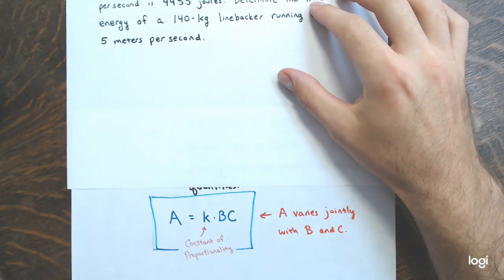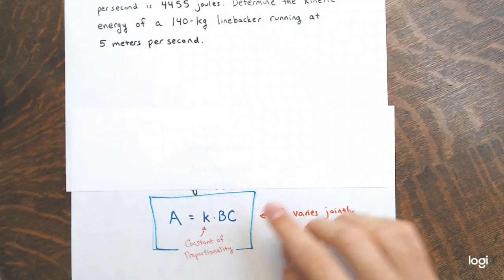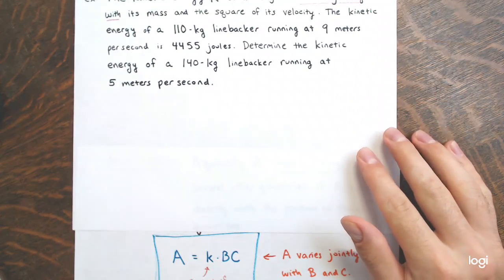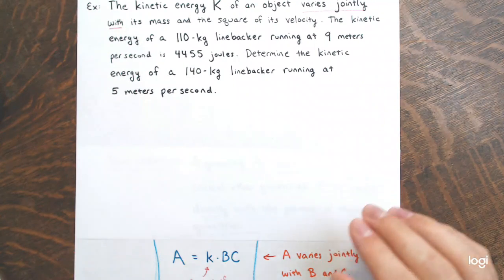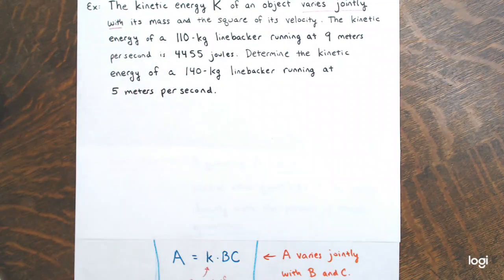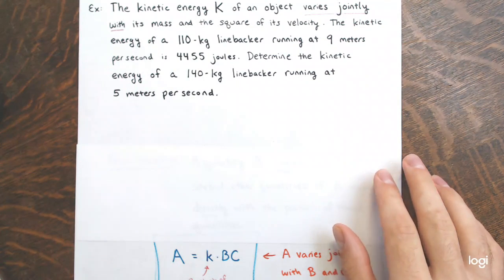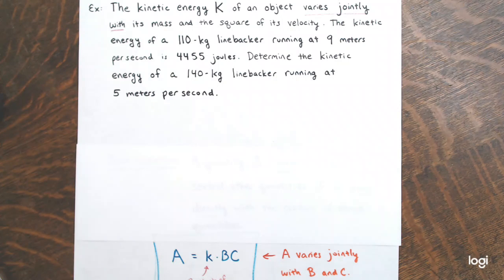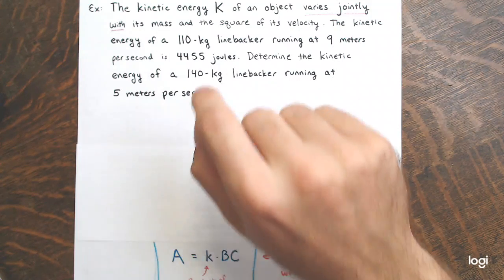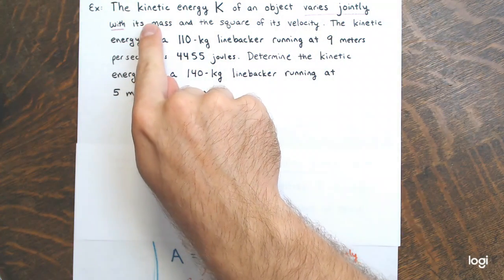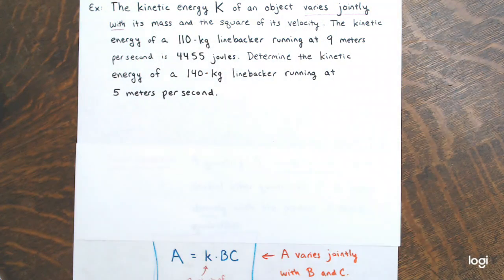I'm going to keep the little model up for what it means for one quantity to vary jointly with two others. And the very first sentence states that the kinetic energy, represented by capital K, and I'm going to try my best to make a capital K and lowercase k look different, so let's pay attention. The kinetic energy of an object varies jointly with its mass and the square of its velocity.